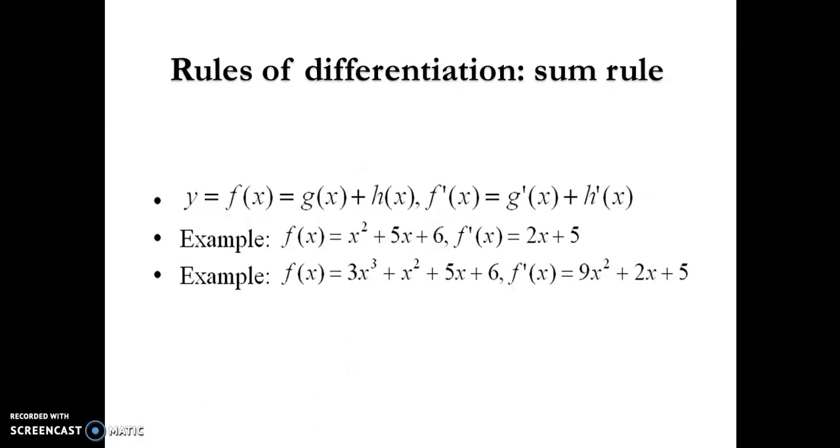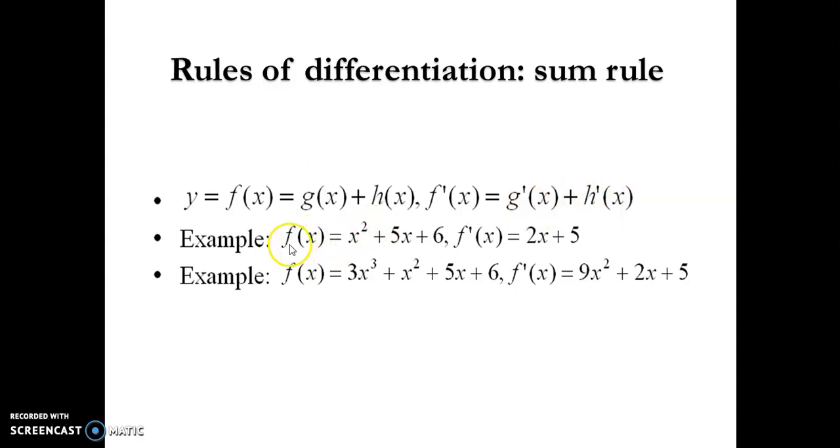The next two rules are fairly straightforward. That is your sum and your difference rule. Now, the sum rule states that you should differentiate each function separately and then add them. So here we have y as a function of x, and it's given by the sum of two functions, g of x plus h of x. So the sum rule says that in order to find the first derivative, you need to get the derivative of these two functions separately and then add. So differentiate them separately and then add.